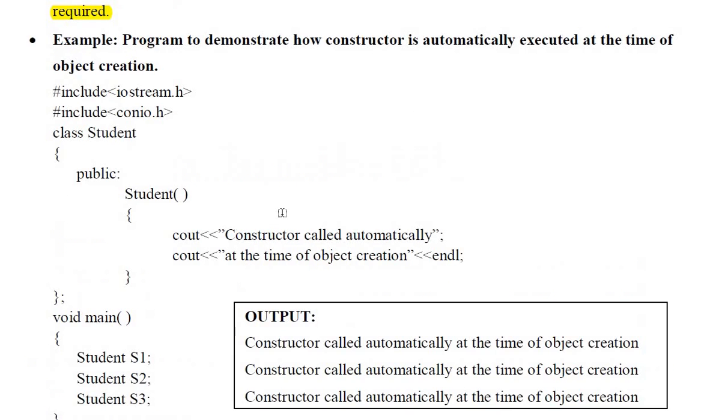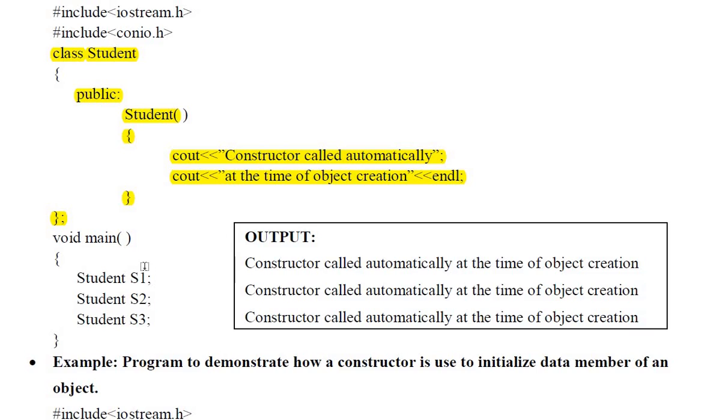Here also an example is given. This is a class and the name of the class is student. In the public section we are creating a member function. The name of this member function is also student, the class name is student and the function name is also student. So both are the same, hence this function will become a constructor, and this is the body of the constructor. You can write any statement inside the body. Then this is the closing of the class body.